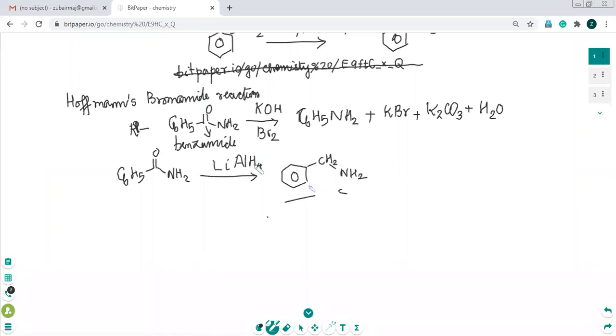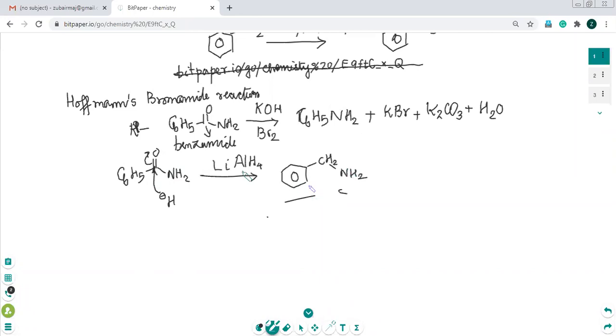So this is C6H5CH2NH2. Here, lithium aluminum hydride, H minus, attacks here and forms C6H5CHO with the O minus, and then again the second H minus attacks and adds hydrogen here. Two hydrogens are added here. Okay, so that is another method of making amines.